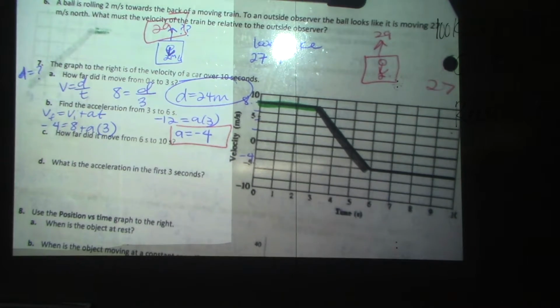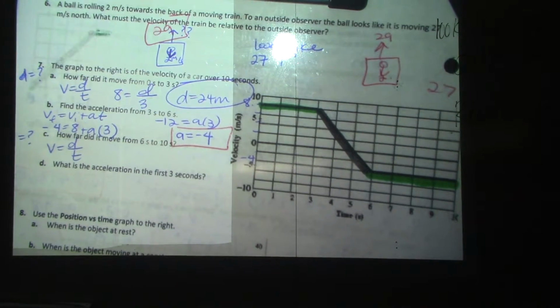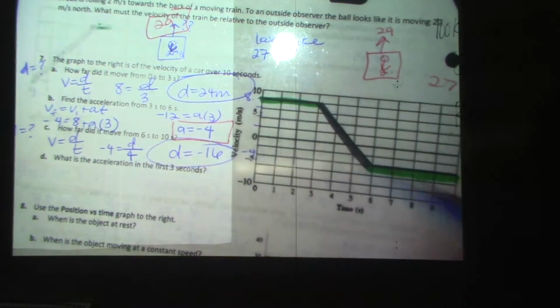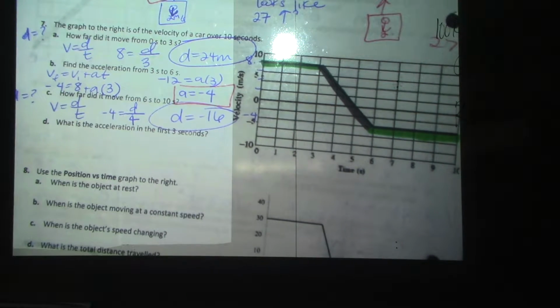How far did it move from 6 to 10 seconds? So now I'm back at a constant velocity of negative 4, so still looking for distance. This is constant velocity, so I can use this equation to find the distance. Velocity is negative 4, distance I'm looking for, and 6 to 10 seconds, that would be 4 seconds. Multiply up, so your distance is negative 16. The negative just means that it was in the negative direction because you've got a negative velocity, like going backwards 16 meters.